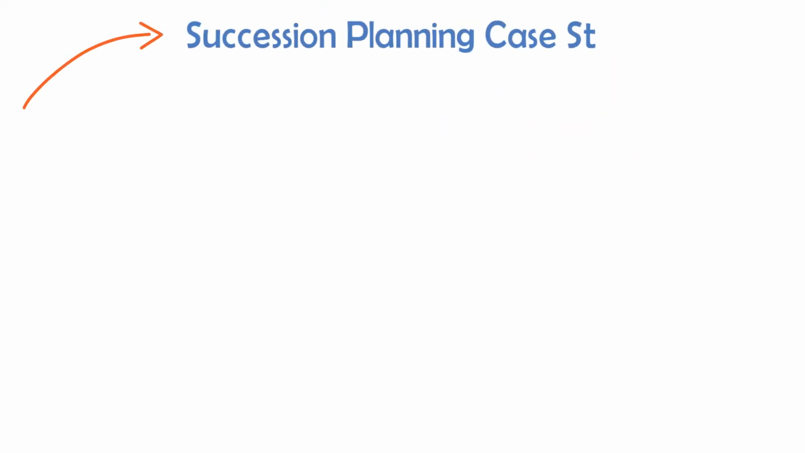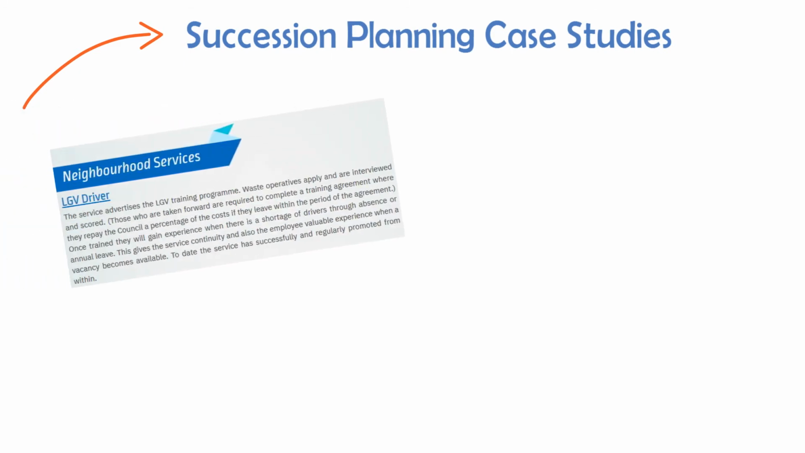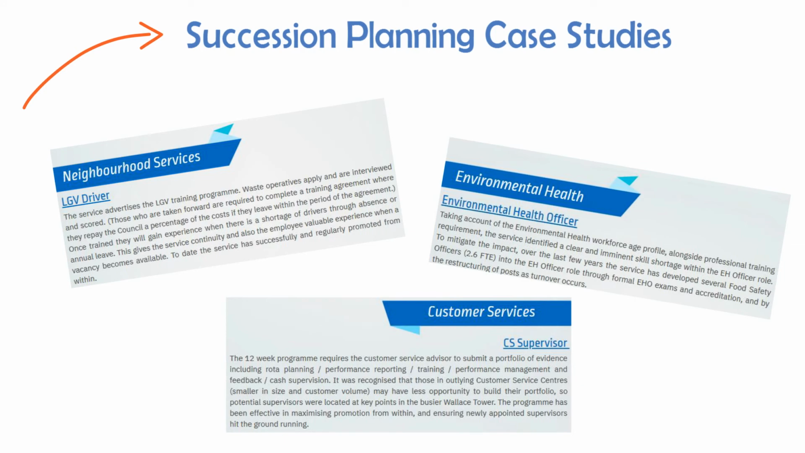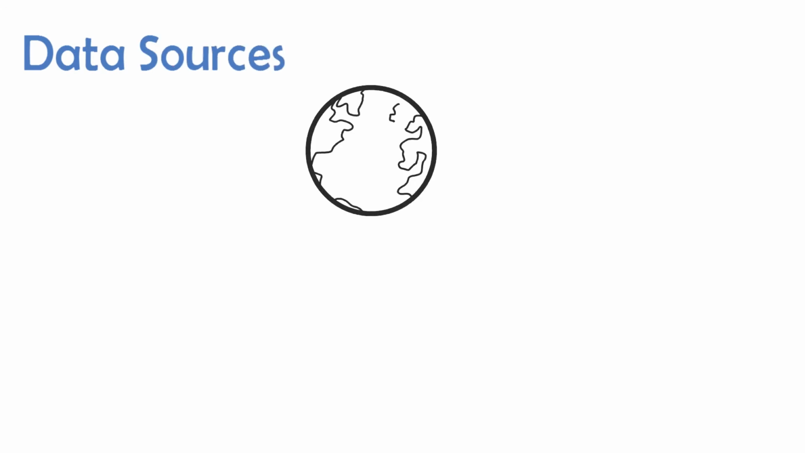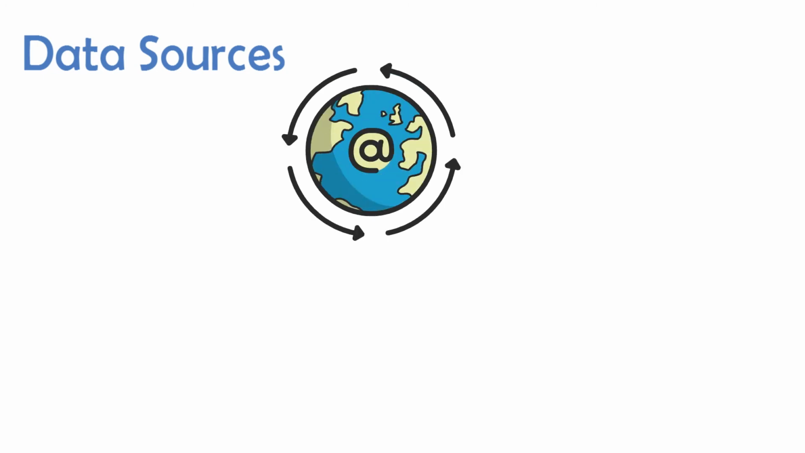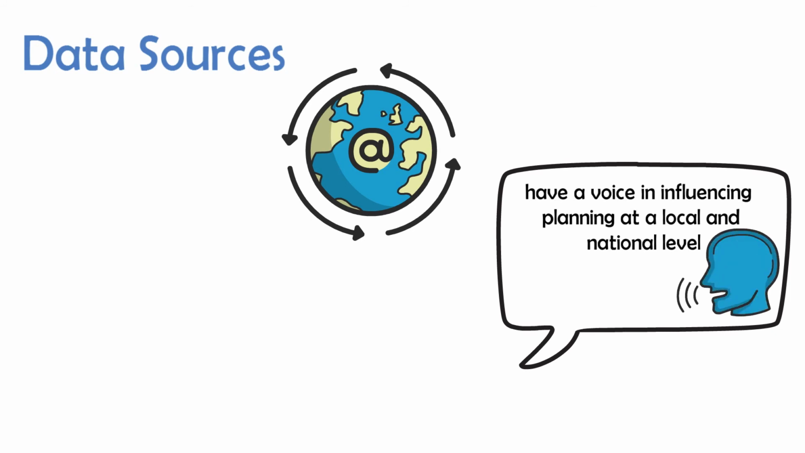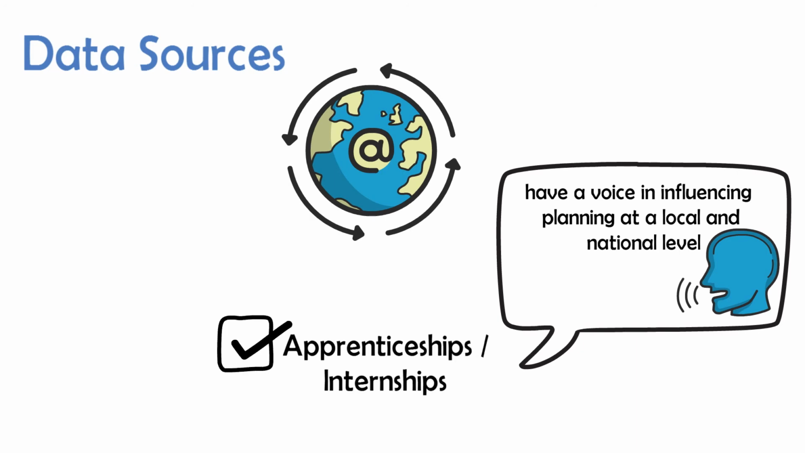To further assist, the Toolkit also provides several real-life examples of succession planning by council services that managers may find useful, and we hope you can help add to these examples through your own successful planning. Finally, the Toolkit highlights a range of data sources, internal and external, and contacts that might help inform your planning, explores ways in which you can ensure you have a voice in influencing planning at a local and national level, and highlights how apprenticeships and internships can also aid critical activities.